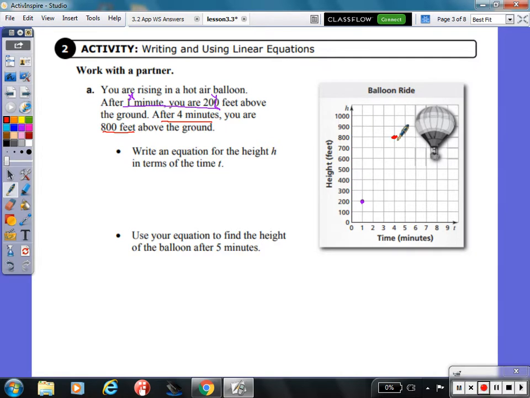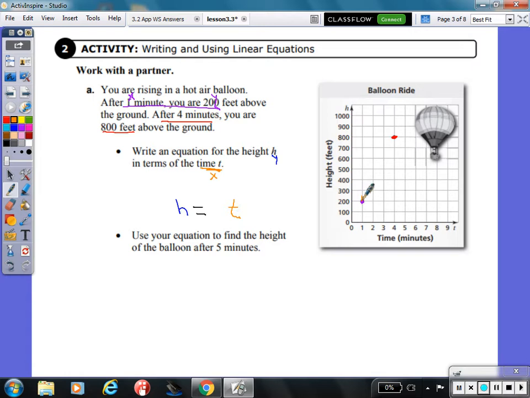So if you pay attention, our height is on the y-axis, so that's going to go where our y typically goes. So it'll be h equals, and then notice that our time is on the x-axis, so that's going to go where our x typically goes. So let's go ahead, just like we did in the other one, and count some spaces.